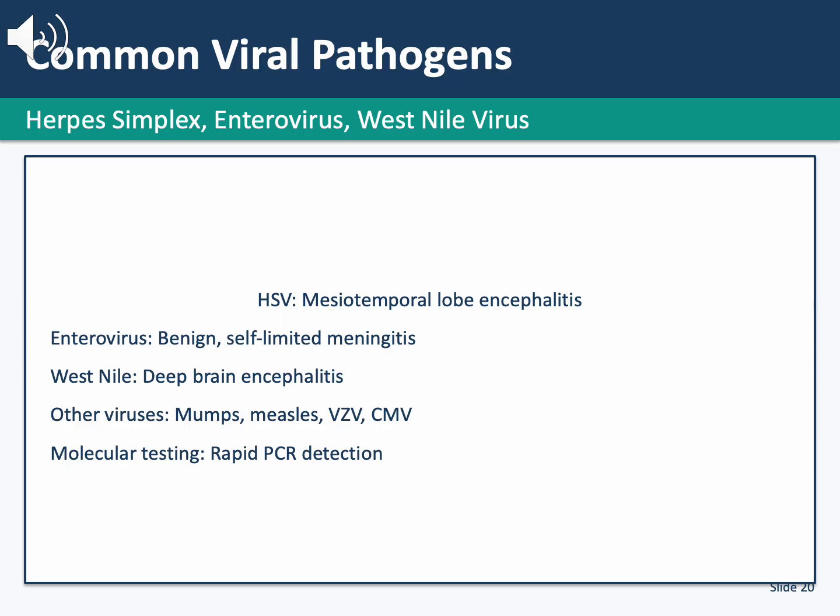Other viral pathogens include mumps, measles, varicella zoster virus, and cytomegalovirus, particularly in immunocompromised patients. The clinical presentation, CSF profile, and imaging findings help guide the differential diagnosis. Molecular testing with PCR is rapid and sensitive for detecting viral pathogens. Antiviral therapy should be initiated promptly for herpes simplex virus and other treatable viral infections.